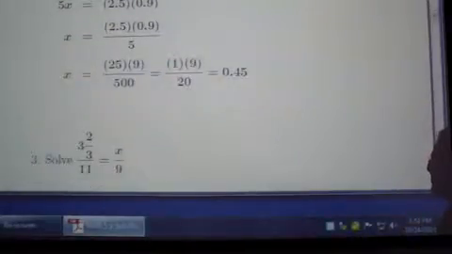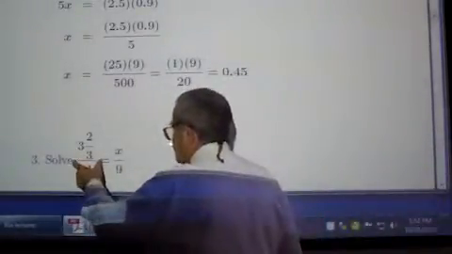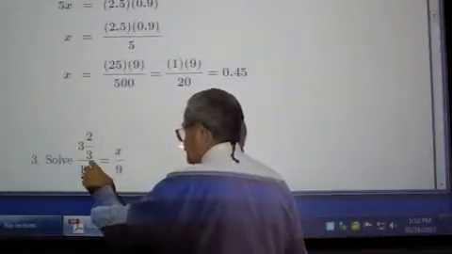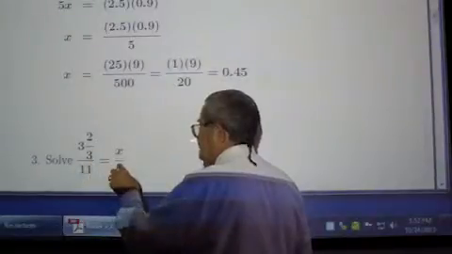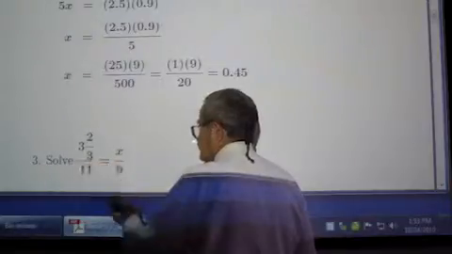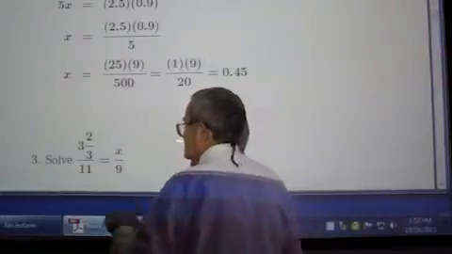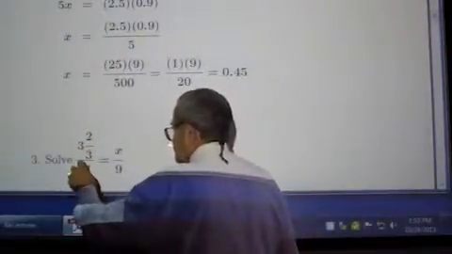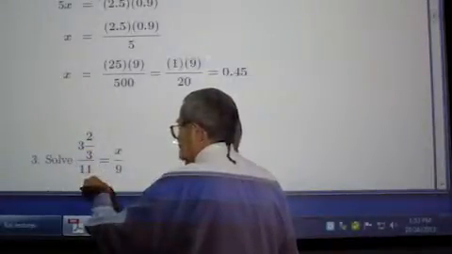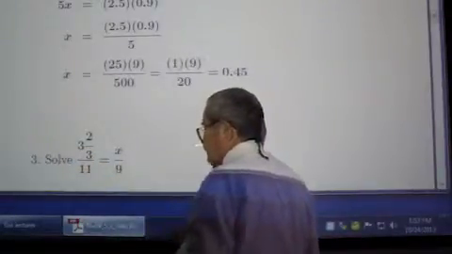In example 3, we wanted to solve. This is the main fraction bar. It should be longer than it is. This is the main fraction bar because the equal sign and this fraction bar are at the same level. The numerator is the mixed number 3 and 2/3 divided by 11, which is x over 9. You could convert this to an improper fraction. You divide by 11 over 1, so you multiply the improper fraction by 1 over 11 and then continue with cross multiplying.